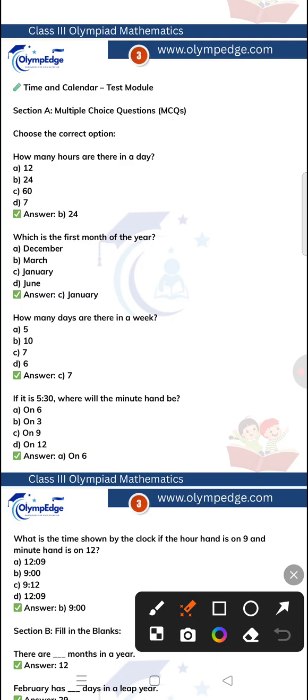Then which is the first month of the year? Obviously it is January, right? So the answer is C, January. Then how many days are there in a week? There are 7 days in a week, right? So the answer is C, 7.